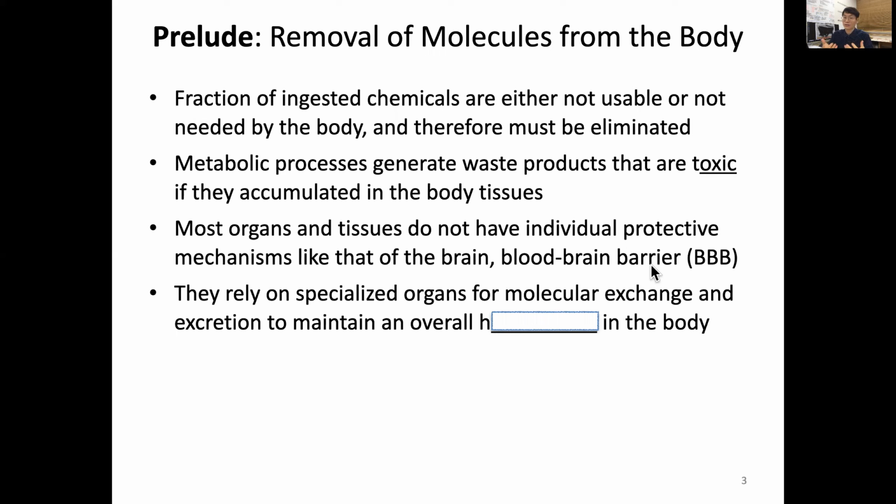And this was the discovery that somehow there is a mechanism to protect our brain and spinal cord from external chemicals, which could be potentially harmful. So that's the blood-brain barrier, which protects our very important central nervous system. But the other organs do not have these individual protective mechanisms, so they rely on specialized organs for molecular exchange and excretion to maintain overall homeostasis in the body.